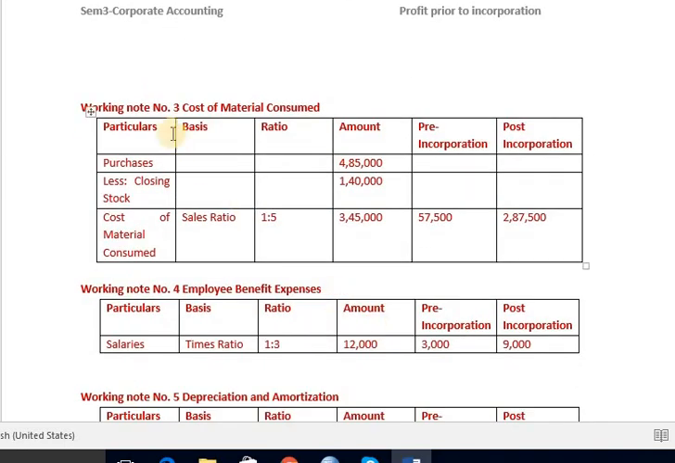Then we are having cost of materials consumed. How to calculate cost of materials consumed? Purchases less closing stock. Purchases 4,85,000, closing stock 1,40,000. Then cost of materials consumed will be 3,45,000, which will be apportioned based on what? Sales ratio 1:5: 3,45,000 into 1/6, 3,45,000 into 5/6.